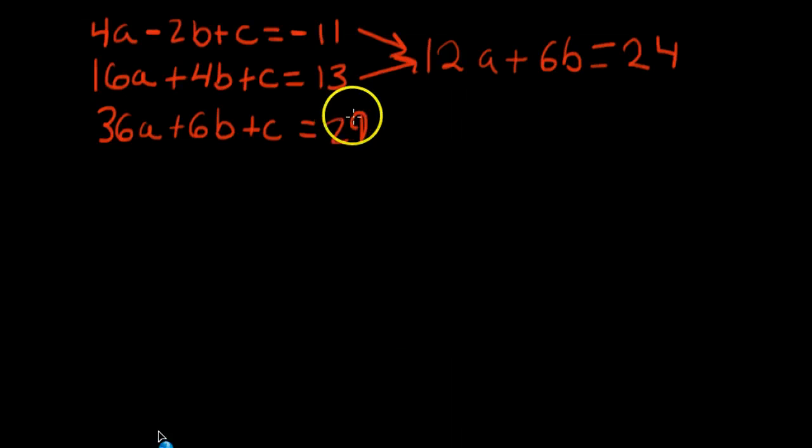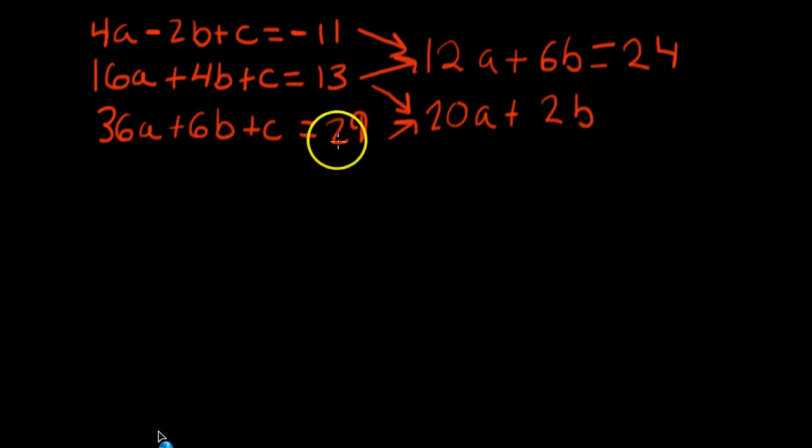Now we can do a similar thing for these 2 equations, and we're just going to subtract this second equation from the first equation. So 36a minus 16a, that's going to give us 20a. Then 6b minus 4b, that'll get us positive 2b. And then 29 minus 13 is going to get us 16. Now we're left with 2 equations and 2 unknowns.